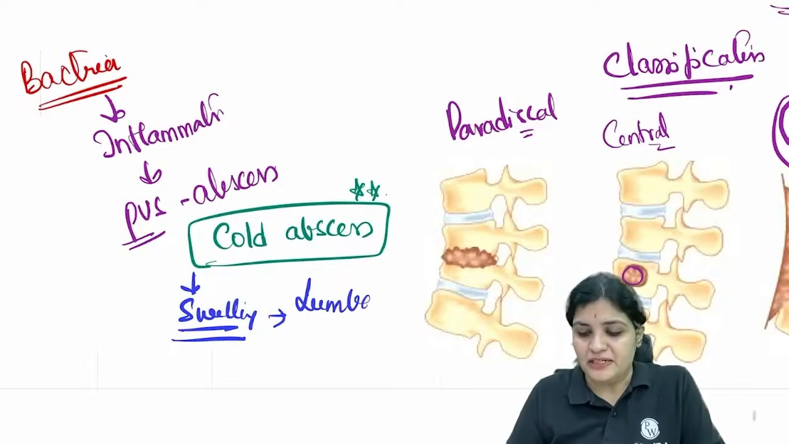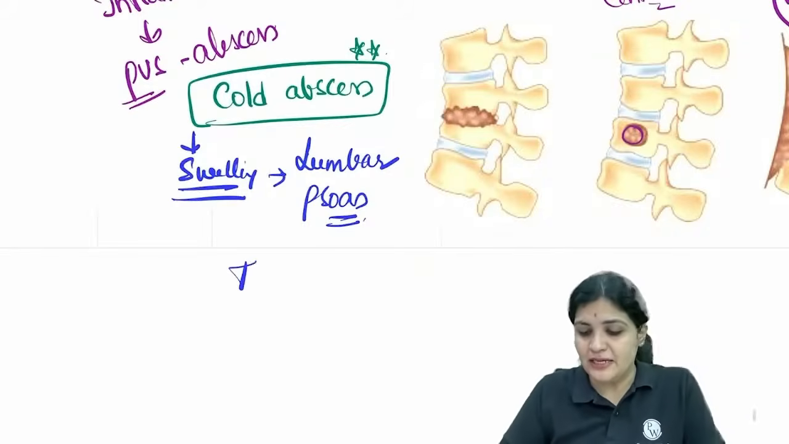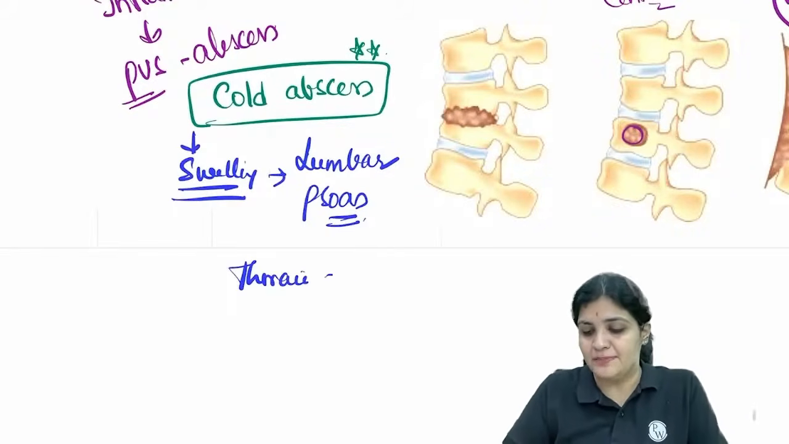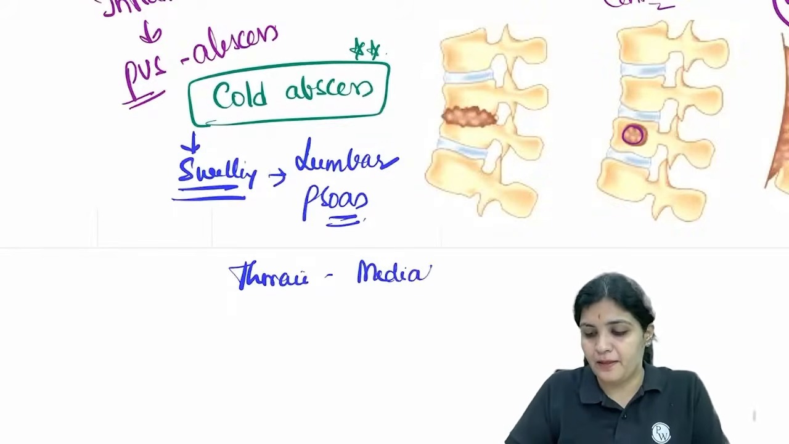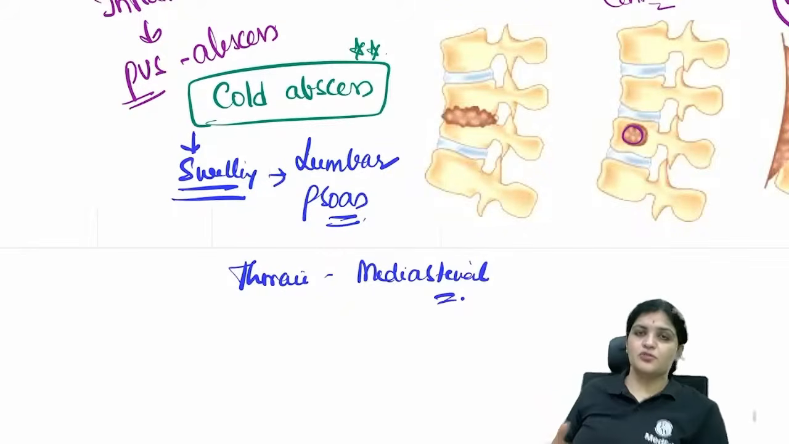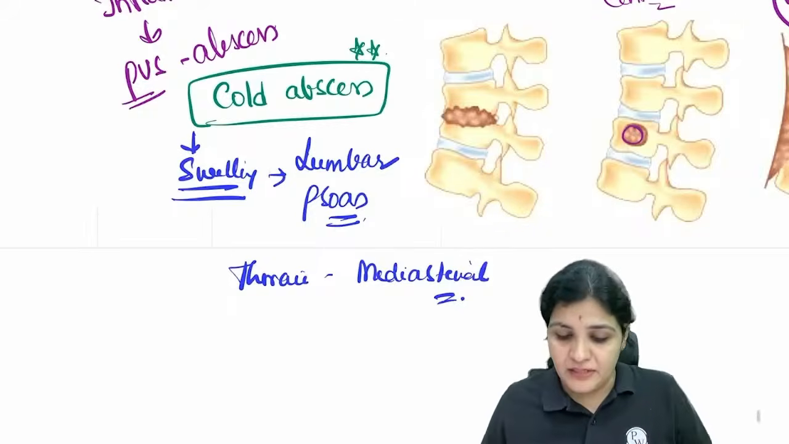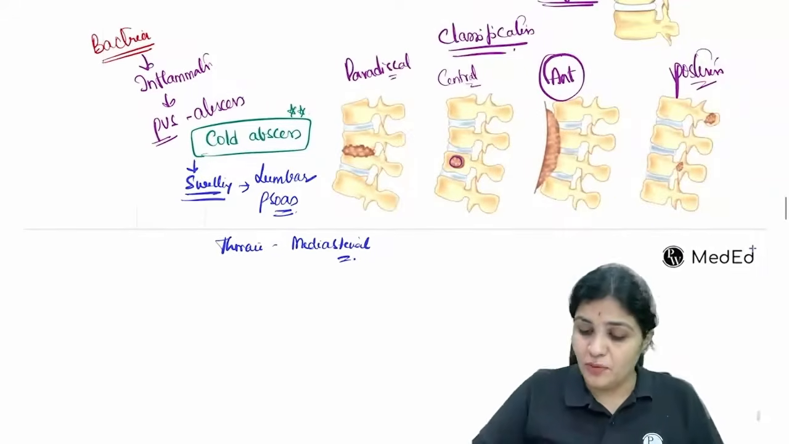Depending upon the presentation, if it is lumbar, it presents as a psoas abscess. If it is the mediastinum, that is thoracic, it presents as a mediastinal abscess. So that is how it presents. So it is a lumbar psoas abscess or a mediastinal abscess. It presents in that way, and this is called the cold abscess. That is what you have to remember.